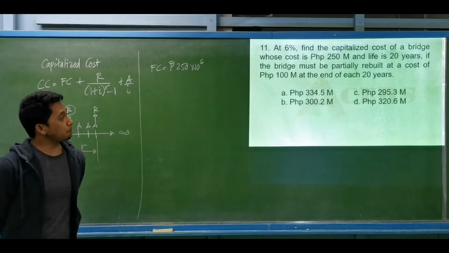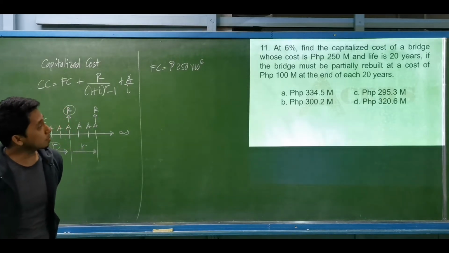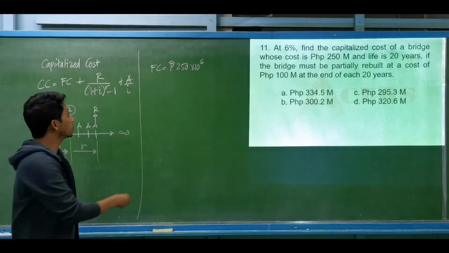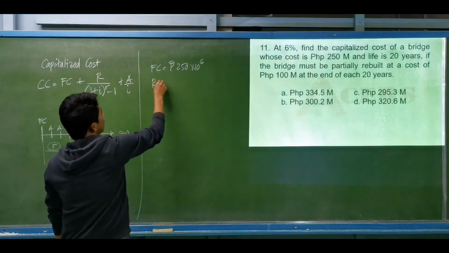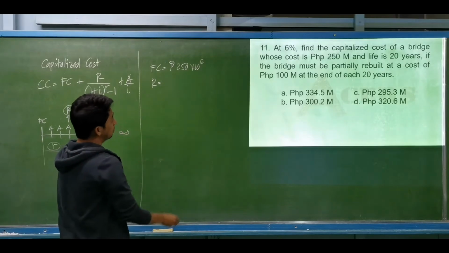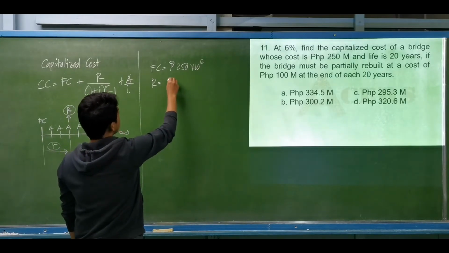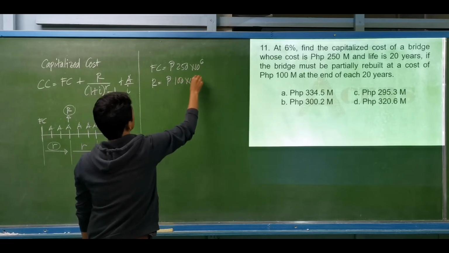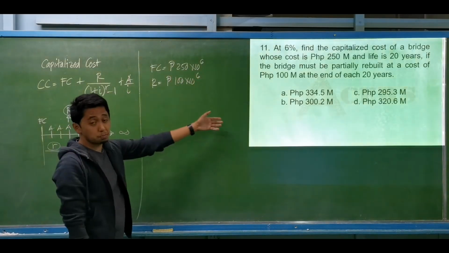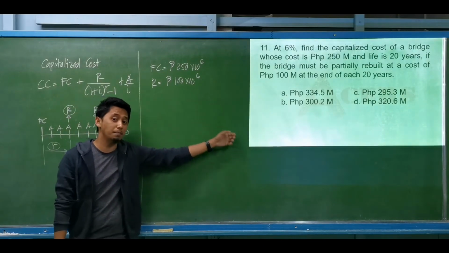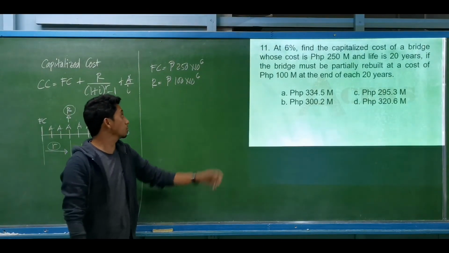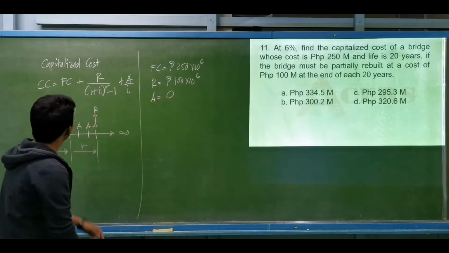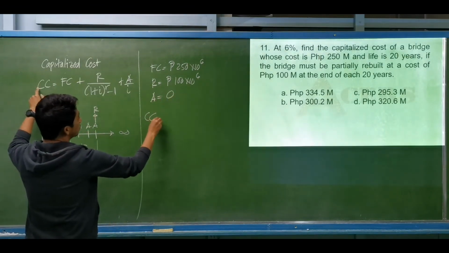If the bridge must be partially rebuilt at a cost of 100 million at the end of each 20 years, we have the value of R, the amount needed to partially rebuild the bridge, equal to 100 million. As you can see, in this problem, we don't have an annual maintenance of the bridge. So therefore, we may assume that A is equal to 0. Let us compute for the capitalized cost.